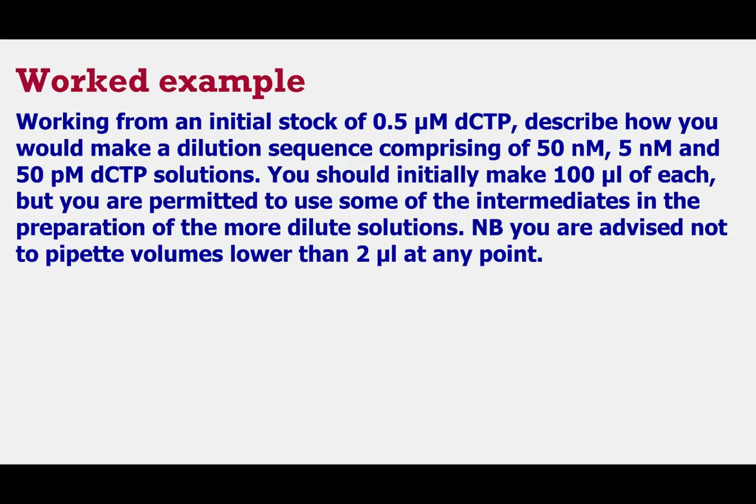Working from an initial stock of 0.5 micromolar dCTP, describe how you would make a dilution sequence comprising of 50 nanomolar, 5 nanomolar and 50 picomolar dCTP solutions. You should initially make 100 microliters of each, but you are permitted to use some of the intermediates in the preparation of the more dilute solutions. Note you are advised not to pipette volumes lower than 2 microliters at any point.